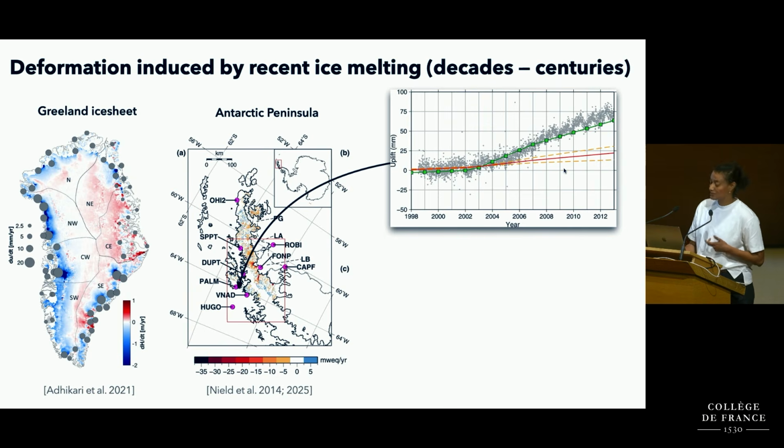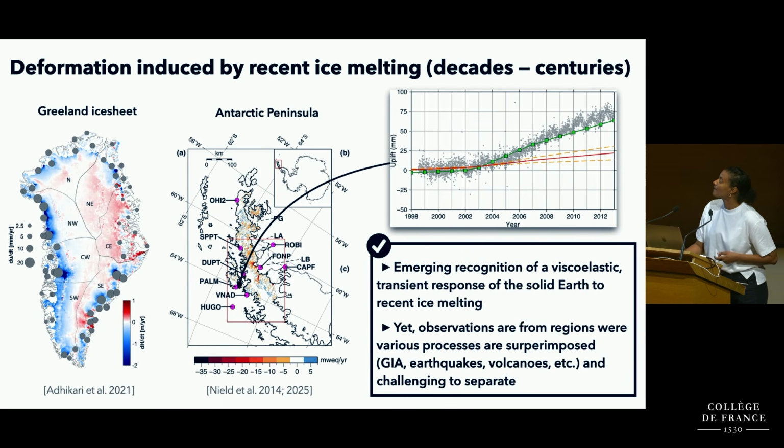And this is important because it means that at decadal timescales, we need to worry about the transient rheology of the Earth. So there is an emerging recognition of a viscoelastic transient response of the solid Earth for decadal timescales, yet most of the observations that have been made for this transient rheology induced by unloading of the ice have been made in regions where we have many other overlapping signals, from glacial isostatic adjustment to earthquakes to volcanoes and so on. And so those signals are quite challenging to separate.